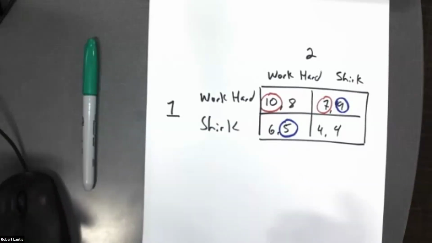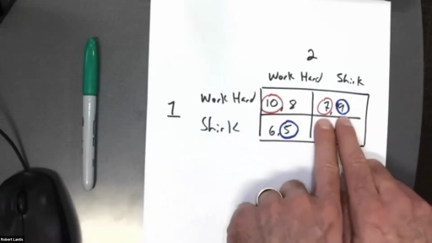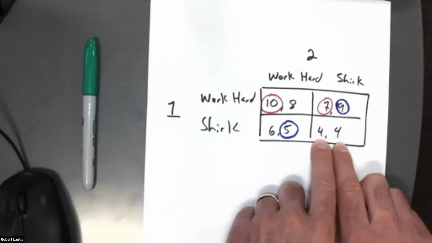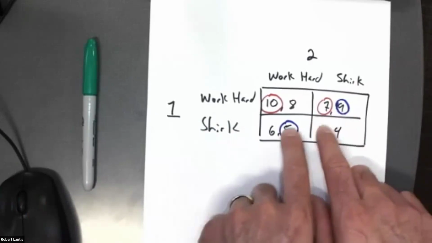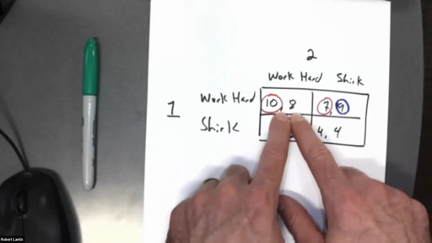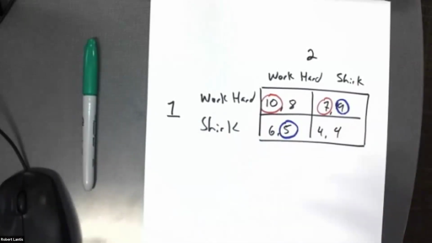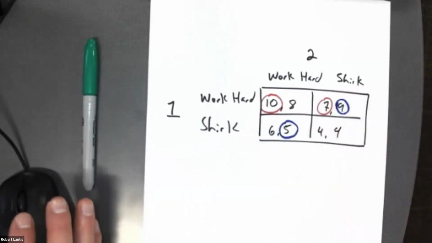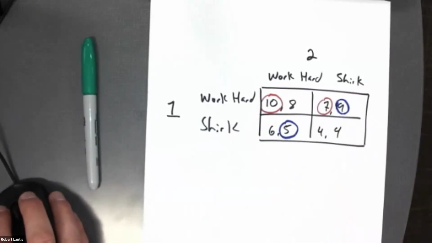Now, would this be an example of a prisoner's dilemma? No, because there's no other outcome. So here they'd both be worse off. Here they're both worse off. Here, one of them is better off, but the other person isn't. So we actually need an outcome where both are better off. So this would not be an example of a prisoner's dilemma.